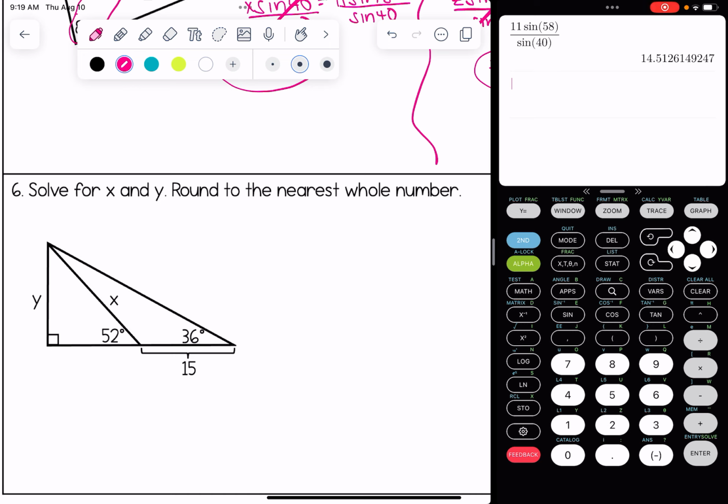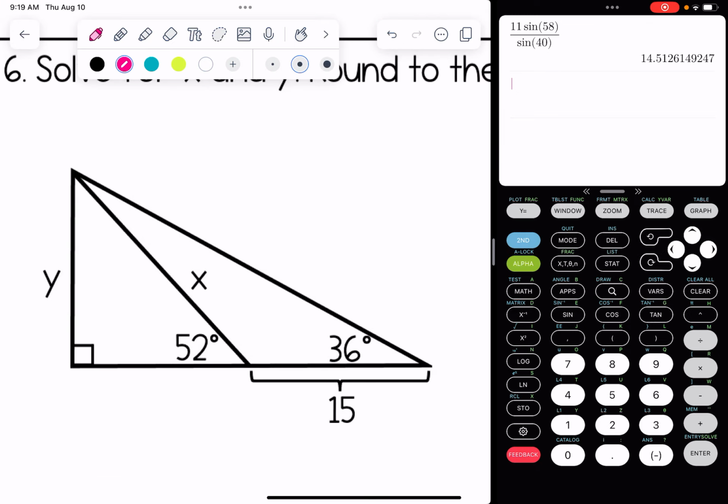All right, when I look at this, one thing that I notice right away is that I could find this angle next to the 52. So these two angles are supplementary to one another, so I know that this is 128. And I also can figure out that angle at the top by subtracting these values from 180, and I know that this is 16 degrees.